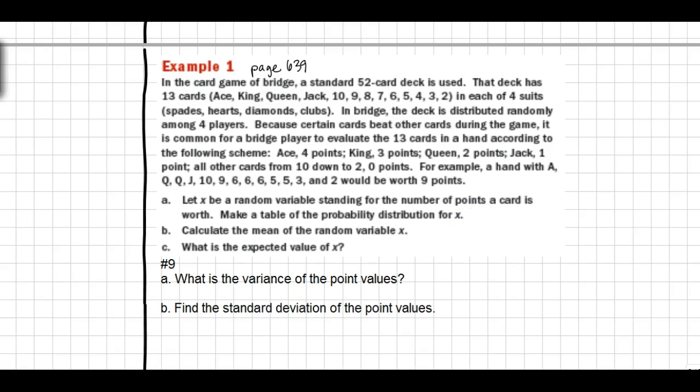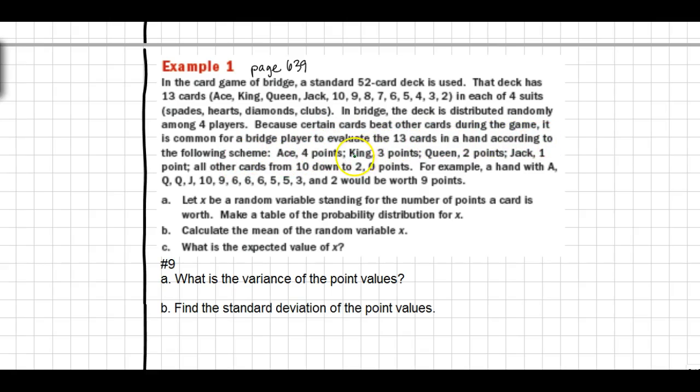In the card game of bridge, a standard 52 card deck is used. That deck has 13 cards in each of 4 suits, and those are labeled here if you're not familiar with a deck of cards. In the game of bridge, the deck is distributed randomly among only 4 players, so it has to be a 4-person game. Because certain cards beat other cards during the game, it is common for a bridge player to evaluate the 13 cards in their hand according to the following scheme.